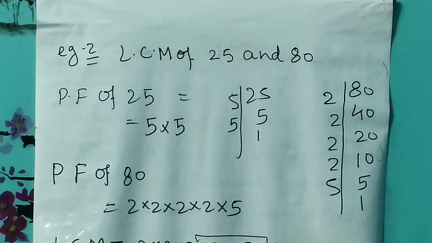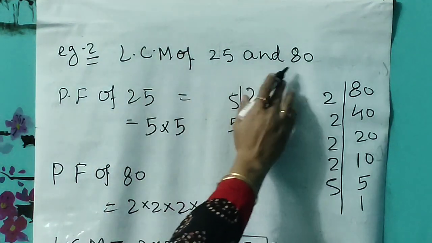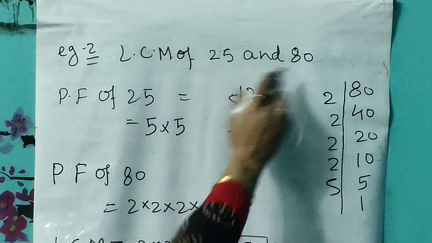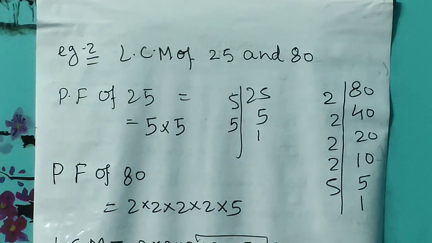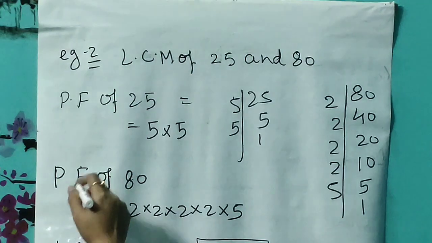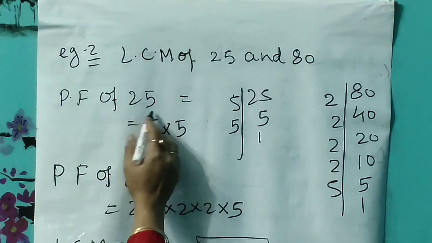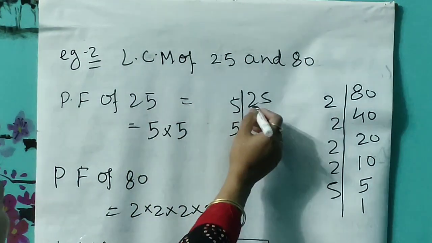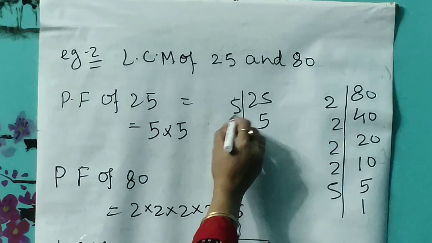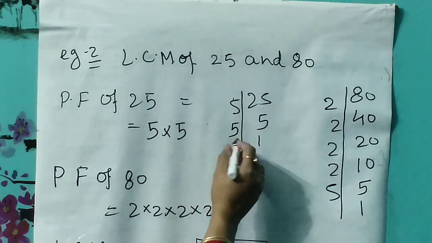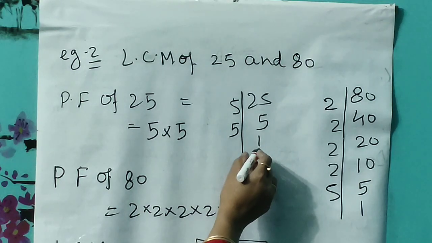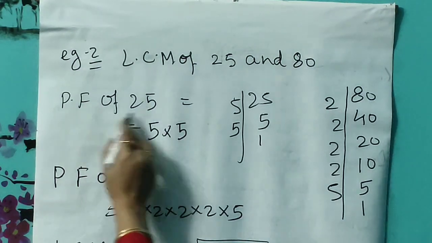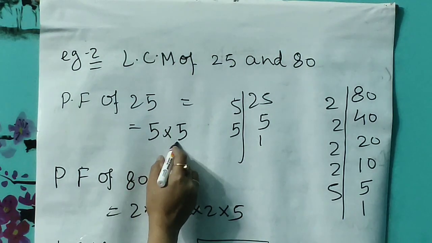Now the next example is the LCM of 25 and 80, again with the prime factor method. To find the LCM of these two numbers, first we will find the prime factors of 25. 25 is divided by 5 first. 5 5s are 25, then 5 1s are 5. So the prime factorization of 25 will be 5 into 5.